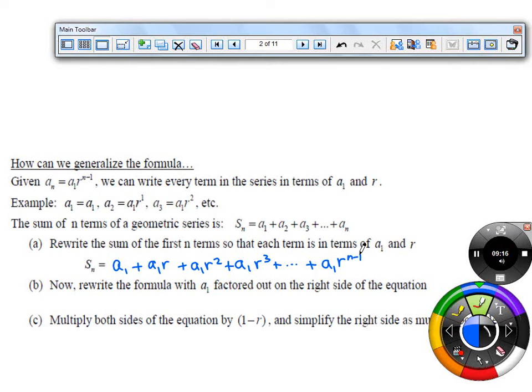Okay? So go ahead and take a second in your group, rewrite the same thing I just wrote, but on the right-hand side of the equation, factor out A_1. Okay? So S_n equals, and I want you to write what the right side would look like if you factor out A_1.